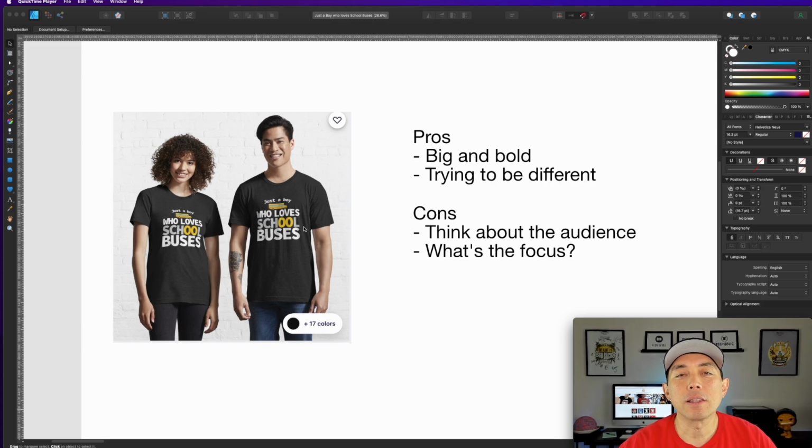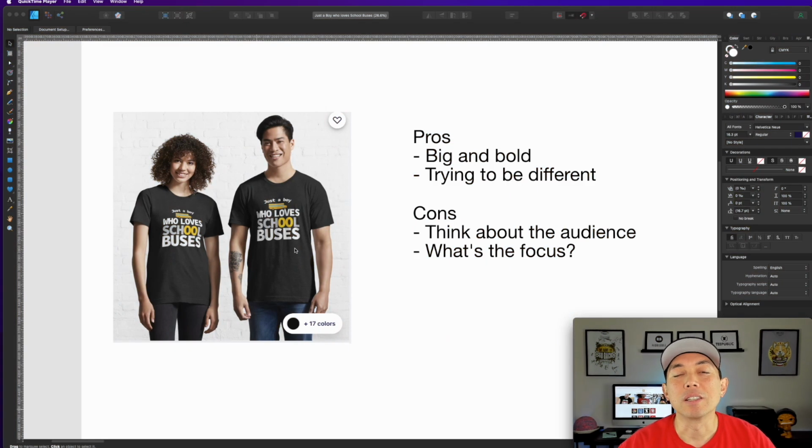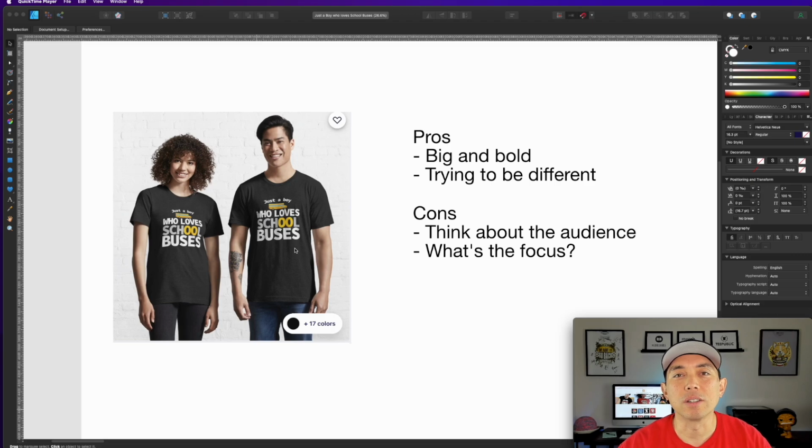The cons I think that I want to work on, that I'm trying to change about this, is we're not thinking about the audience here. So just a boy who loves school buses. Who is this for? This is probably for someone, a boy who's younger, maybe kindergarten to first, second grade, that age range, 4 to 10, probably like that. And so this doesn't look like something a boy would wear, right?